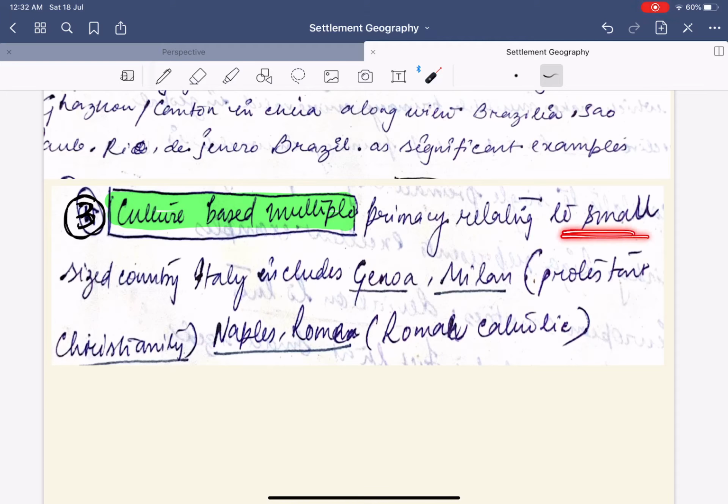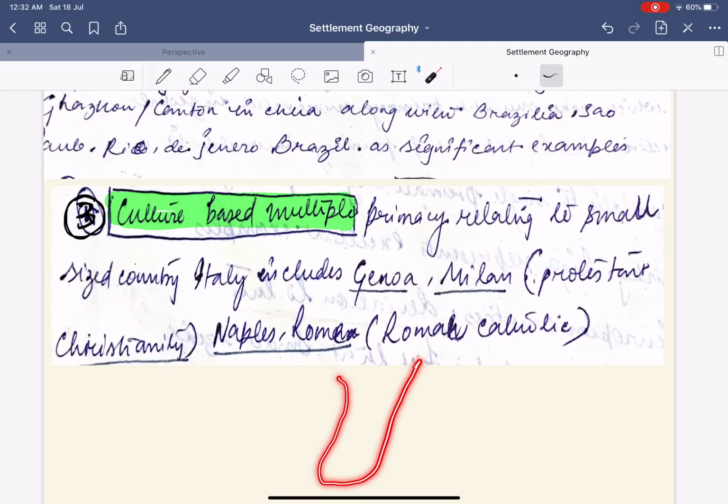See, primacy relating to a small sized country such as Italy includes Genoa, Milan. Genoa and Milan are Protestant Christianity, and Naples and Rome are Roman Catholic, means they follow the direction of the church. Genoa and Milan, being Protestant, do not follow the dictates of the church, means whatever the Pope or the church has to say, not necessarily that they will follow. So this culture has also been responsible for the development of multiple primacy.